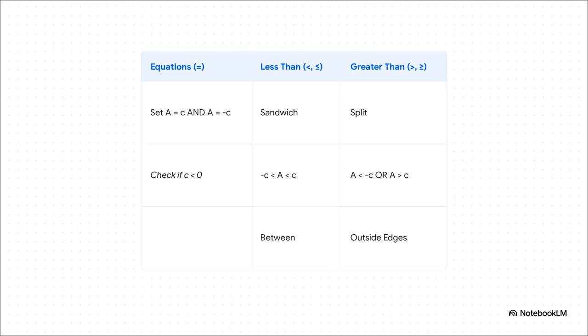For equations, you split it in two. Unless it equals a negative, then it's no solution. For less than, remember "less than," you make a sandwich, and your answer is the stuff in between. For greater than, remember "great-or." You split it apart, and your answer is on the outside edges. This right here is your ultimate cheat sheet.